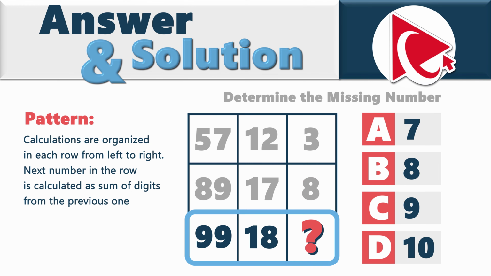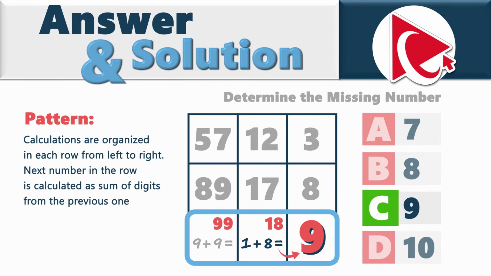The third row starts with the number 99. 9 plus 9 equals 18. So to calculate the missing number, we need to add 1 plus 8, and the result of this is 9. So the correct answer here is choice C, 9.